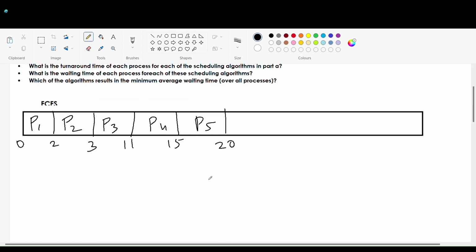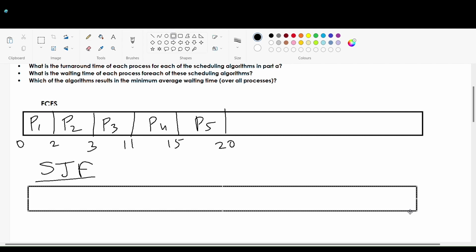Now you will draw the Gantt chart using the SJF algorithm. The FCFS algorithm will execute the processes according to their arrival. So the process arrival is P1, P2, P3, P4, P5, so the execution will be in the same sequence. Now the SJF algorithm, shortest job first algorithm.